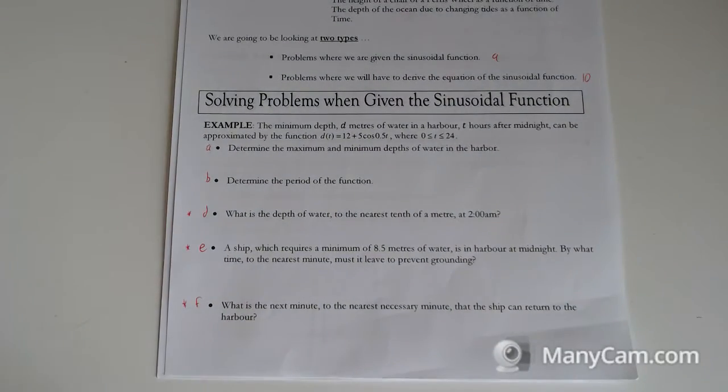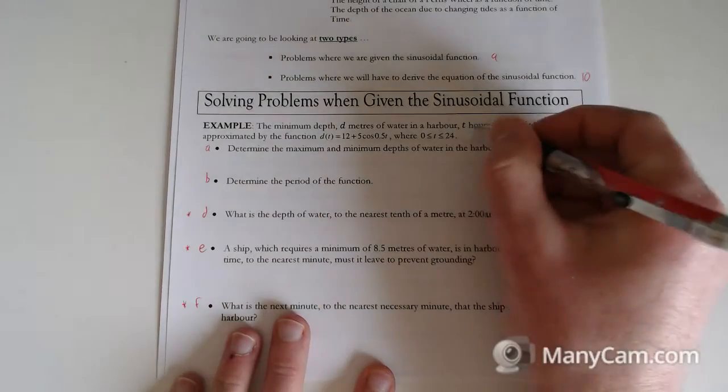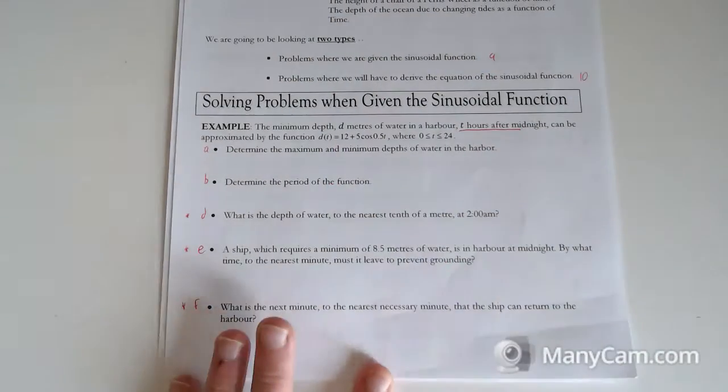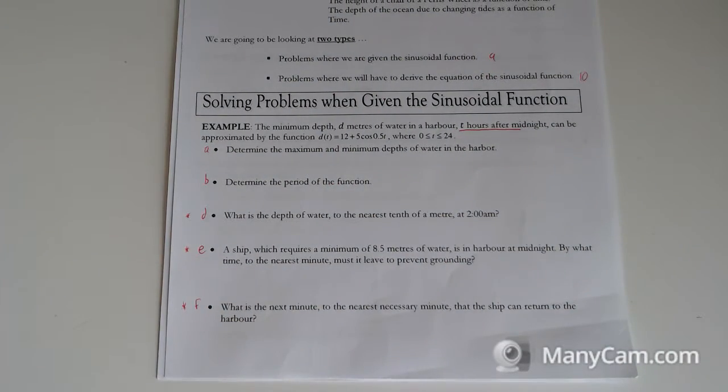First problem, the minimum depth, d, of water in a harbor after t hours after midnight. So you have to always relate it to some kind of real life time. So t is hours after midnight. Can be approximated with the function, blah, blah, blah. Okay, determine the maximum and minimum depths of the water in the harbor.